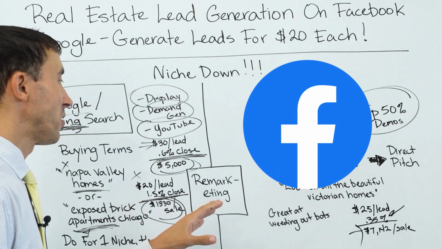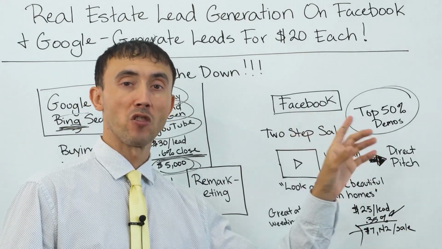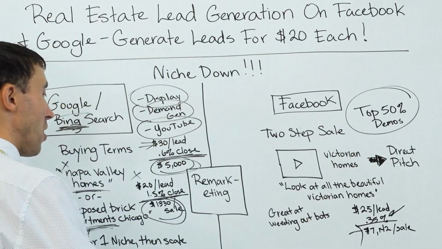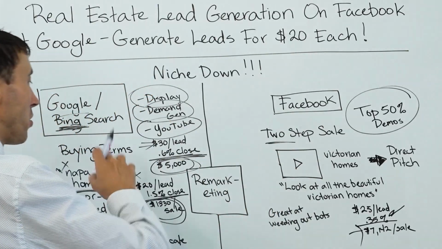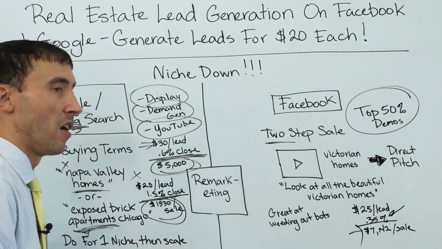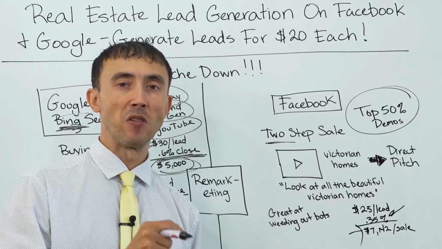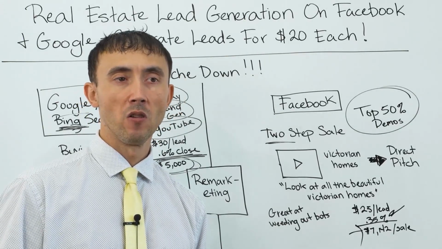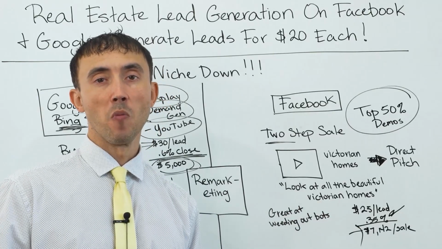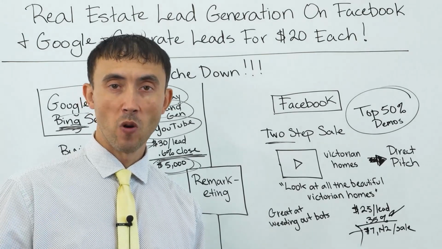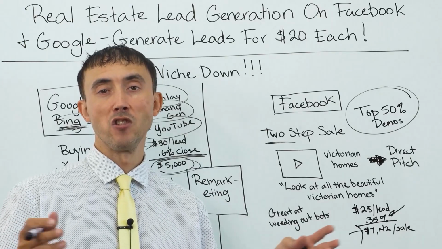Now, Facebook is different. The ROI is a little worse there, but it's profitable nevertheless, if you're just thinking big picture here, like I just mentioned. So with this, you have a two-step sale. Whereas with the Google stuff, the reason why you can go with what they call a one-step sale is because you already know the person's in market for the type of real estate you have to offer. So you don't have to get fancy. You can just say, hey, I'm the number one exposed brick condo apartment seller in Chicago. If you need one, here I am. And you obviously want to talk to me at the very least first or in general.